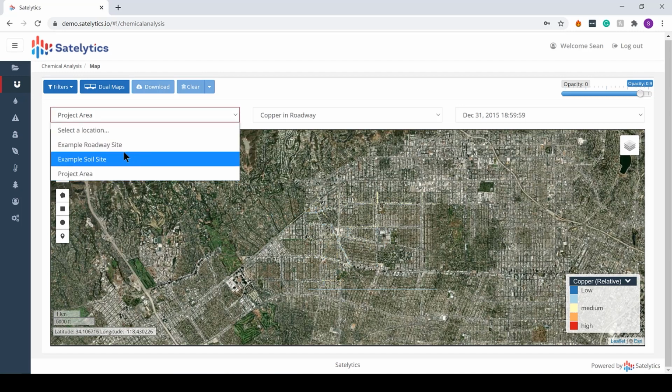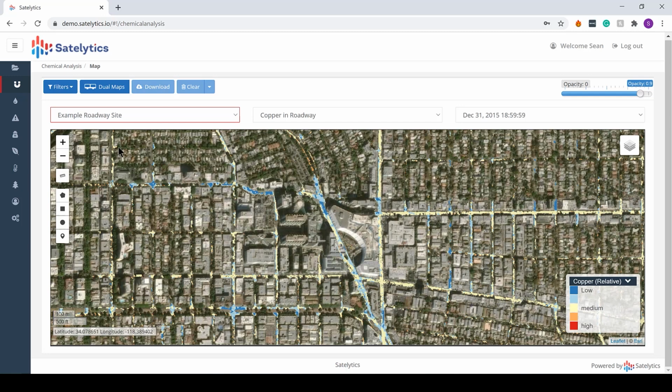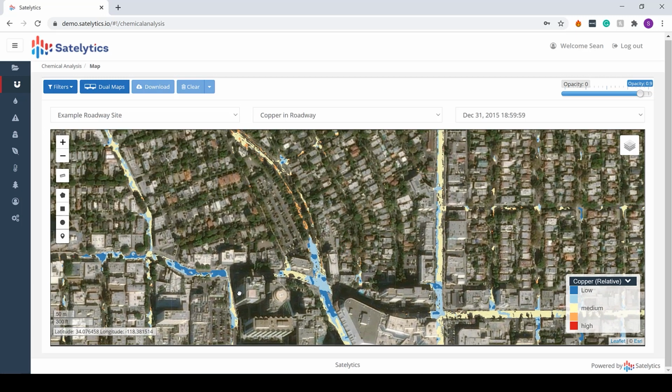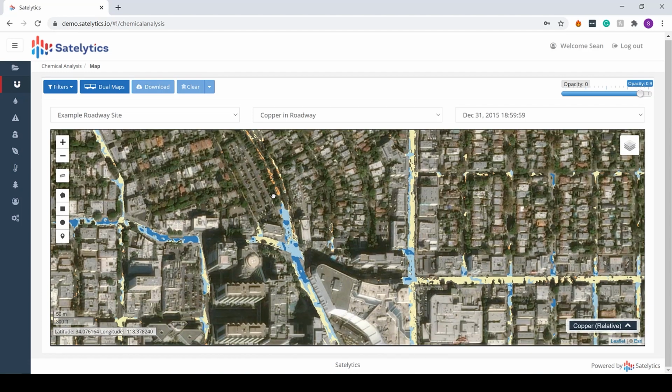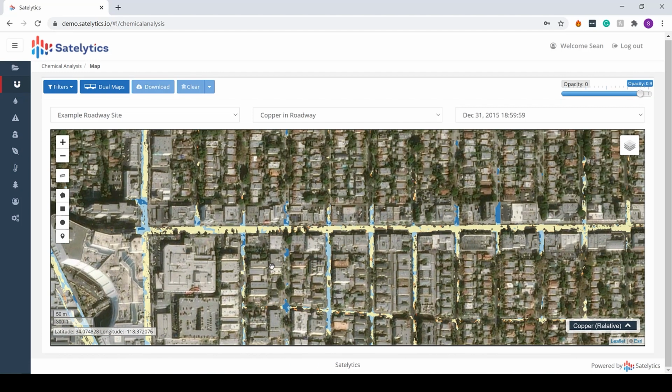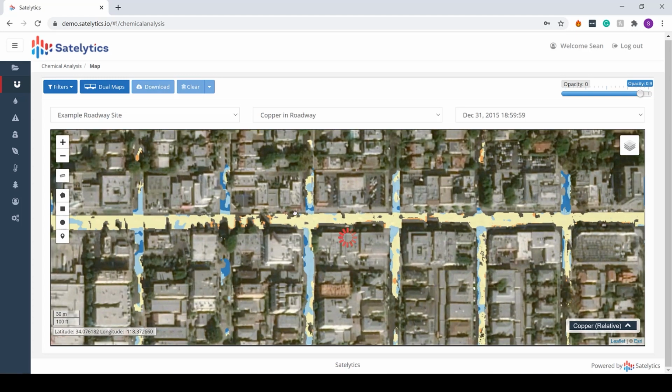So I'm going to pick on a roadway site, and remember, it's looking at the concentration of copper dust coming off of the braking action every time you put your foot on that brake. And you can see there is a relative scale on the right-hand side of the screen that I can just hide for the second. But as you pan across the area, the algorithms have specifically highlighted the roads.